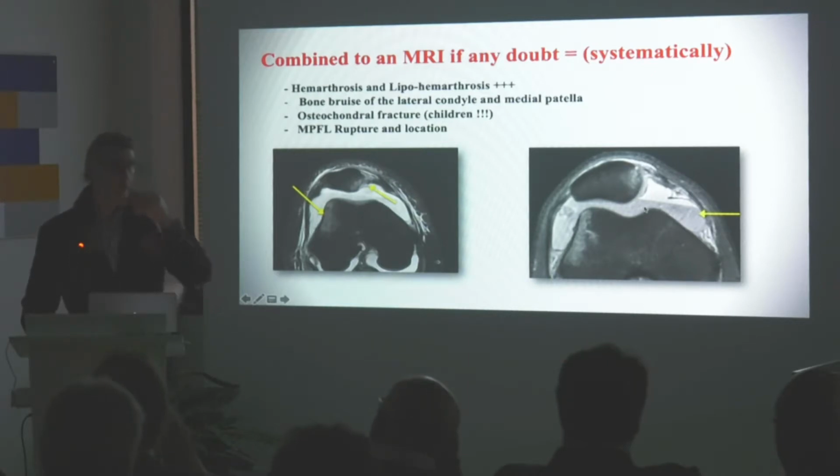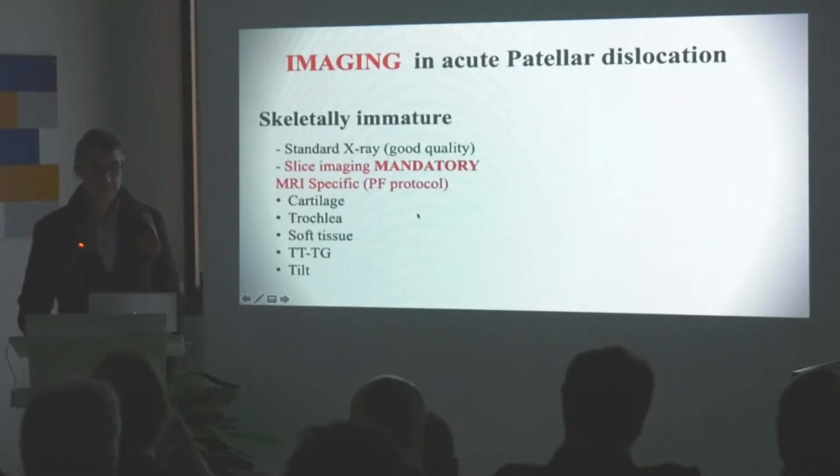So you will have some bone marrow going in the joint, and the lipohemarthrosis is quite specific of patellar dislocation. Look at osteochondral fracture, especially in children, and of course the MPFL rupture, and you will sometimes be able to locate the MPFL rupture on the medial side, mid part, or on the femoral side.